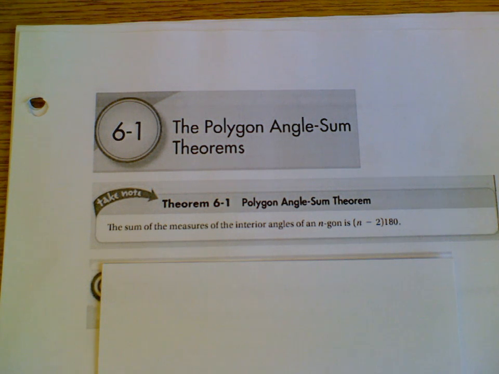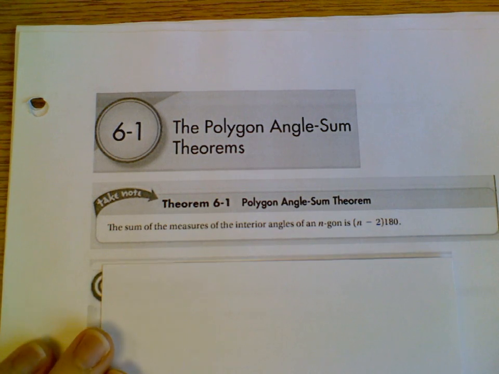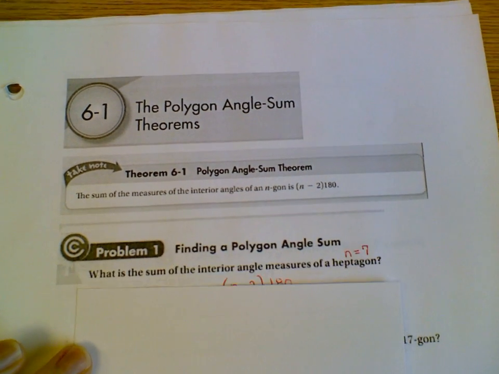So, Chapter 6 is about quadrilaterals, and the first section is trying to have you use the polygon angle sum theorem. The first one says the sum of the measures of the interior angles of an n-gon is n minus 2 times 180. So we're going to find the sum of the measures of the interior angles by using that formula.